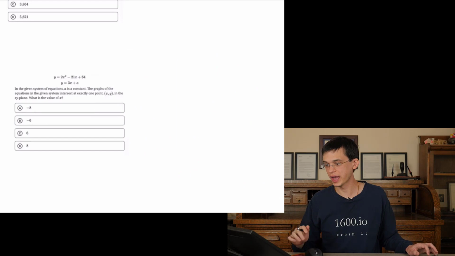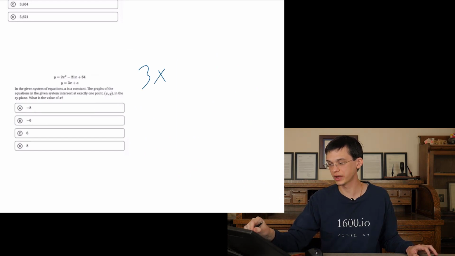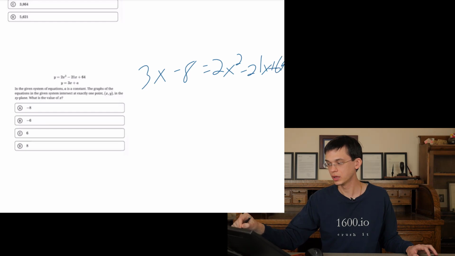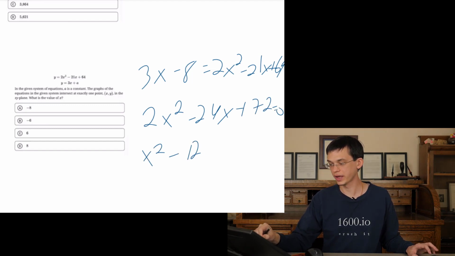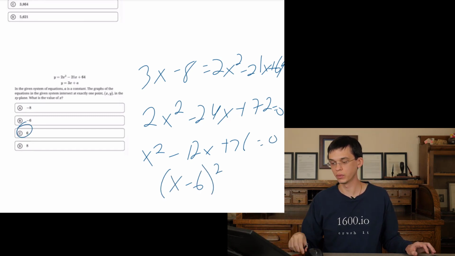So now that we know what the value of a is, we can set the two equations equal to each other. 3x minus 8 equals 2x squared minus 21x plus 64. Move everything over to one side. We get 2x squared minus 24x plus 72 equals 0. Divide by 2, x squared minus 12x plus 36 equals 0. So then that's going to be x minus 6 quantity squared. So the value of x is 6, a double root.